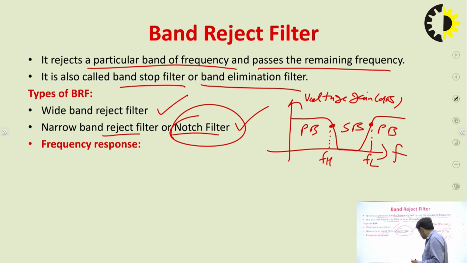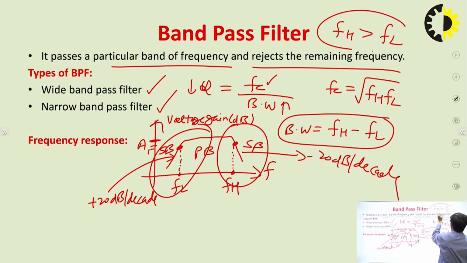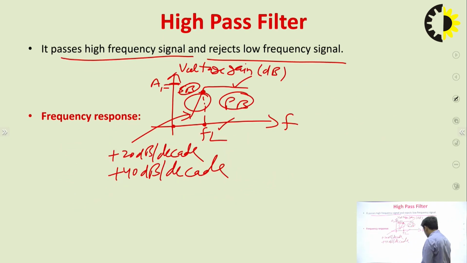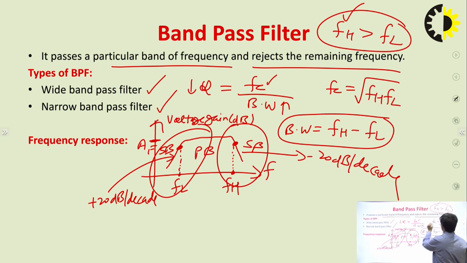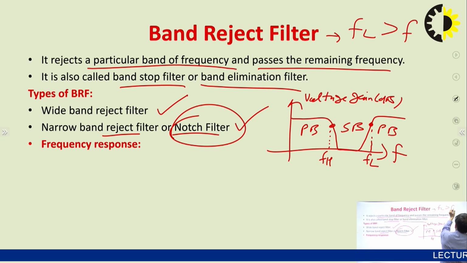In a band pass filter, you can see that FH is greater than FL, and this FH is the cutoff frequency of the low pass filter and FL is the cutoff frequency of the high pass filter. These are the notations which we have taken. In the low pass filter we have taken the cutoff frequency as FH, and in the high pass filter we have taken the cutoff frequency as FL. So in a band pass filter FH is greater than FL, but in a band reject filter FL is greater than FH. This is a very important thing, right?